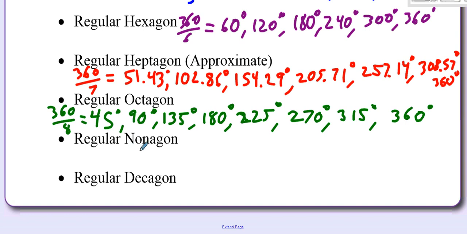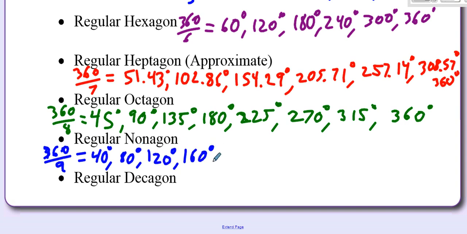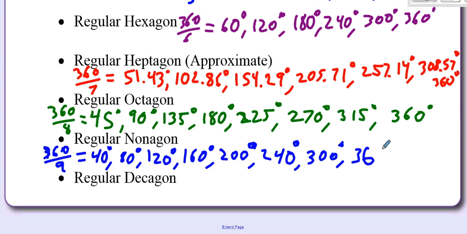Nonagon, that means 9 sides. So 360 divided by 9. 40. Then you get 80, 120, 160, 200, 240, 300, and 360.